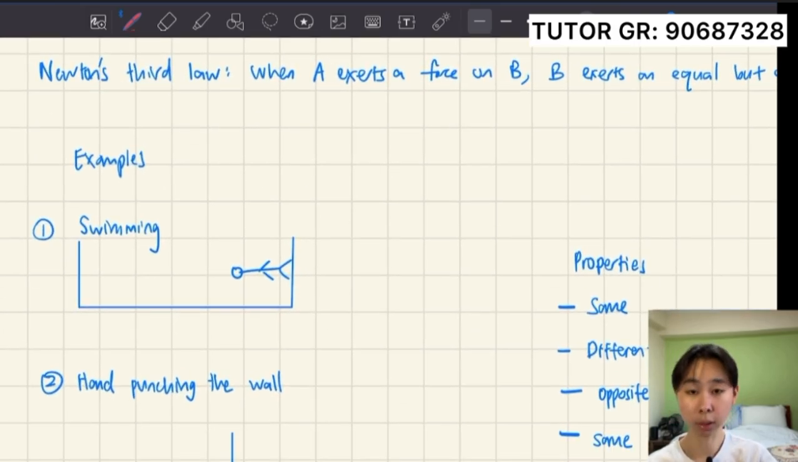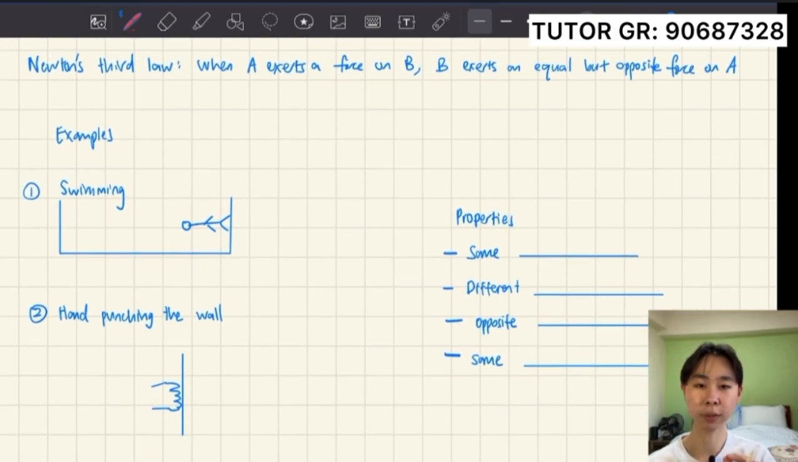We'll try the third law. This third law is a bit more tedious in terms of conceptual understanding. Newton's third law says that when an object A exerts a force on B, B will exert an equal but opposite force on A. So we'll try and understand this law.